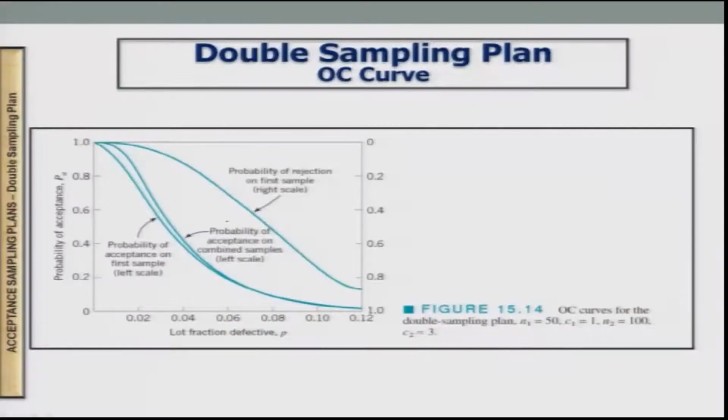So, the probabilities of rejecting on the first sample are given on the right hand scale, on the y-axis, where I am pointing my palm. Then the probability of acceptance of the combined cases is given on the left scale, and based on the combinations you proceed to find out how the lot size inspections would be done, based on the algorithm which you have already discussed.